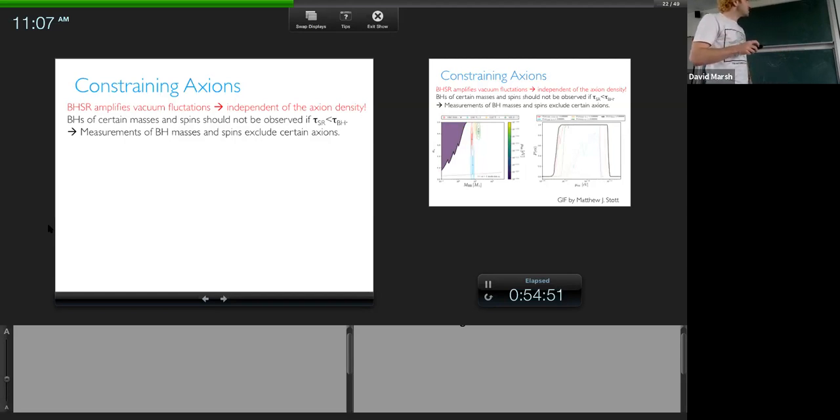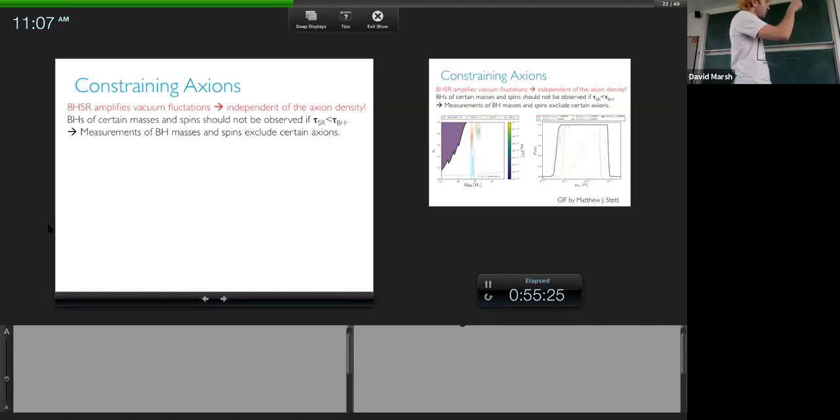So measurements of black hole masses and spins exclude certain axions. We know that black holes of certain masses and spins exist. You can measure the spins, for example, from the red shifting and blue shifting of certain emission lines in the accretion disk around the black hole from X-ray measurements. I think you can do it from iron lines coming from the accretion disk that you observe in the X-ray.